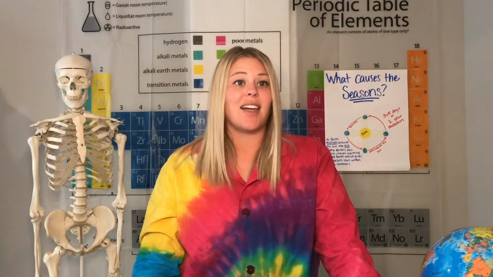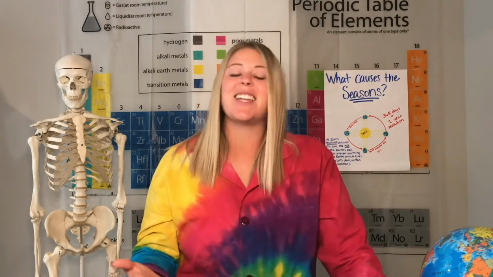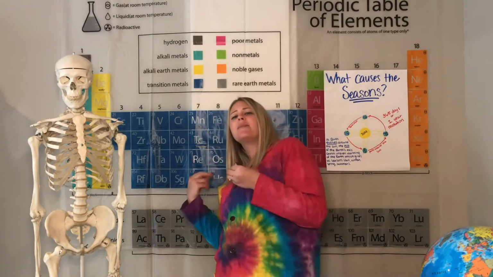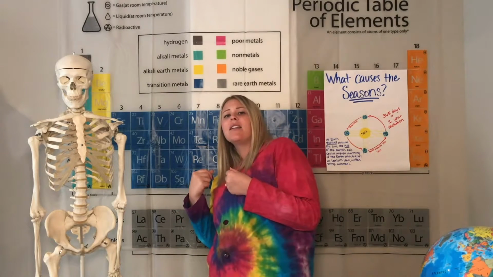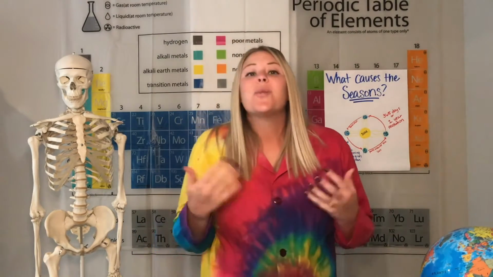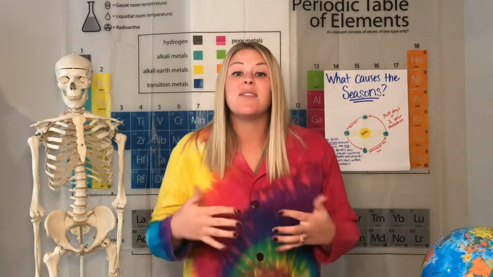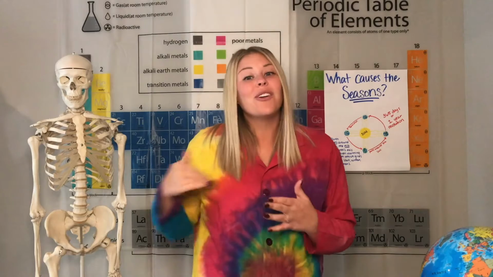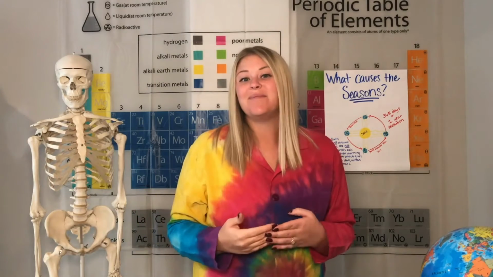A lot of people think that we have seasons because the Earth either gets farther away from the sun, or in the summer it's really, really close to the sun. But scientists, that's not true. The reason we have seasons is because of the Earth's tilt and how it revolves or moves around the sun.